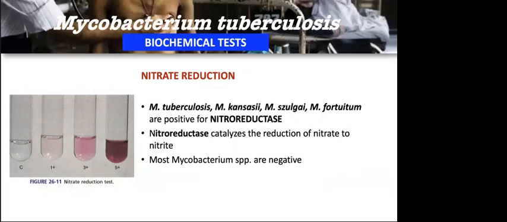And then of course, nitrate reduction. Mycobacterium tuberculosis, kansasii, szulgai, and fortuitum are positive for nitroreductase. Therefore, they are able to reduce nitrate to nitrite. However, the rest of the species are actually negative.